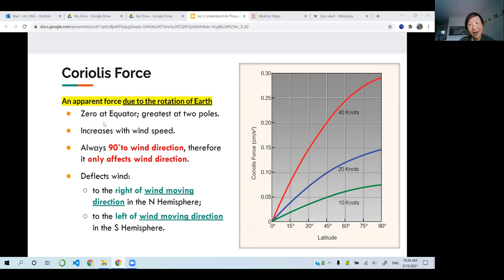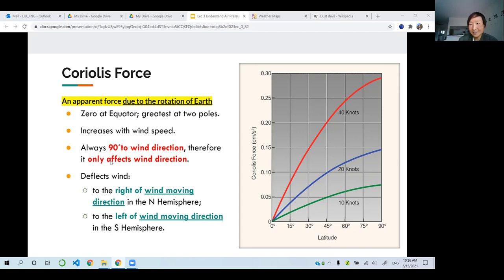But Coriolis force is different at different latitudes. At the equator, you don't have any Coriolis force. But when you go to the two poles, you have the greatest Coriolis force, okay? And it also increases with the speed. So here's the thing: because it's 90 degrees to your wind direction, it only affects wind direction. It can only deflect your wind, turn your wind to a different direction.